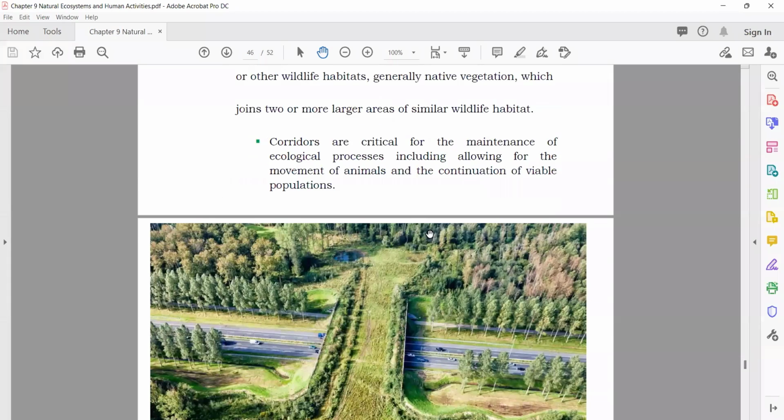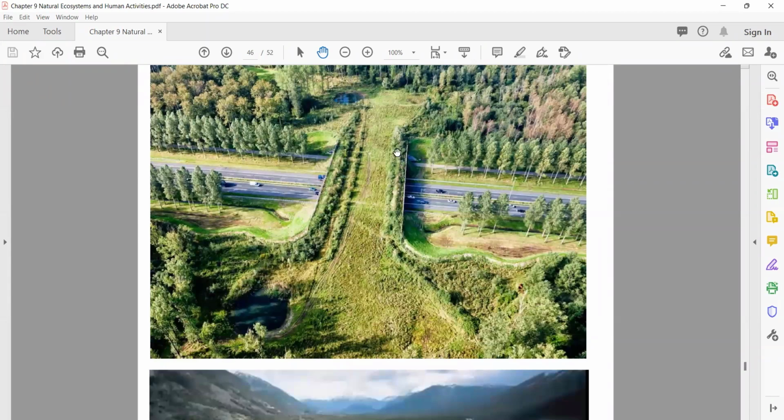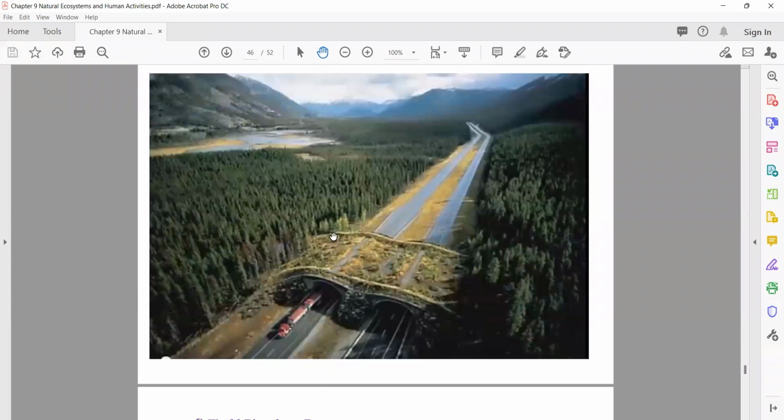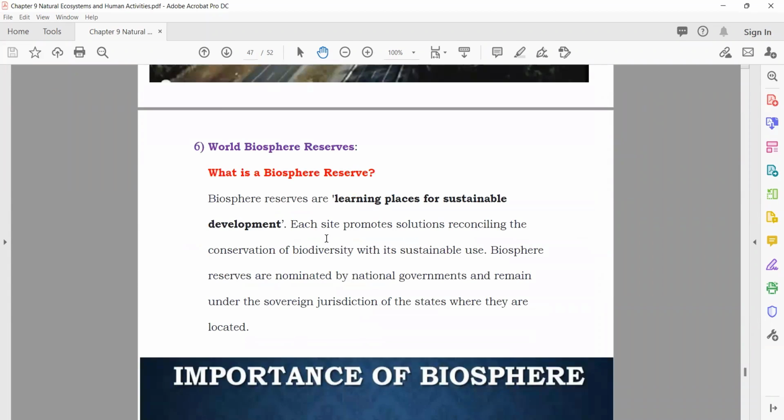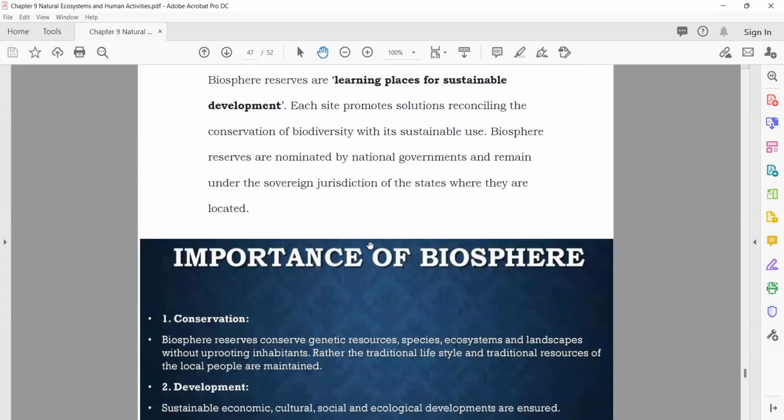Okay, wildlife corridors, as I told you: if there are two areas of the same type of habitat, and a road or a river is going between them, you will make a passage so they can move from one place to another. After that, you have the world biosphere. I told you a biosphere is like a park or a big area where the government preserves the natural ecosystem.